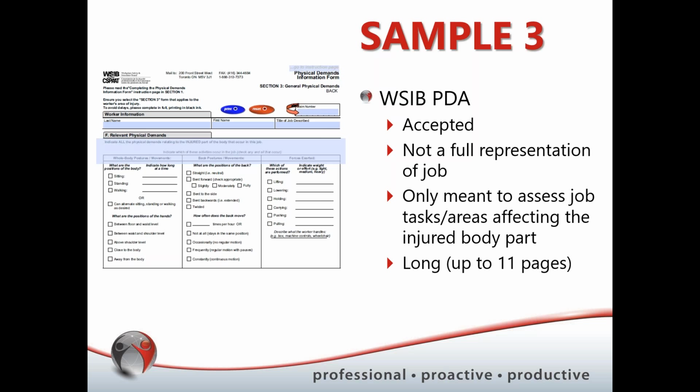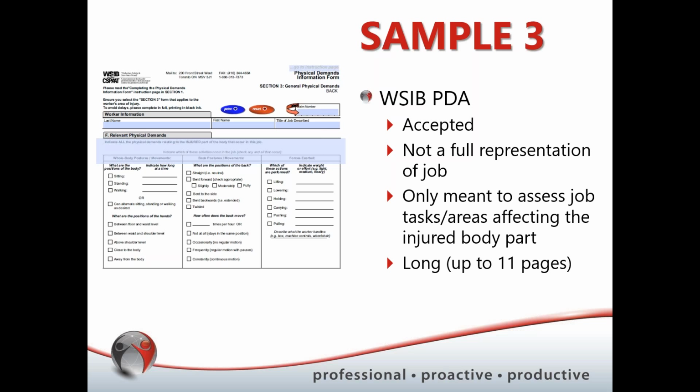But what it's typically used for, when you read the instructions and the details here, is that it's not really meant to be a PDA for the whole job, right? It specifically is looking at the person's restrictions only. So if the person has a shoulder restriction, then you're only going to fill out components of the job that would impact the shoulders, movement, range of motion, strength that might impact the shoulder. You're really only speaking to that. You're not speaking to the full representation of the job.